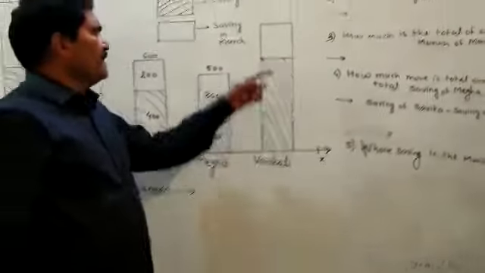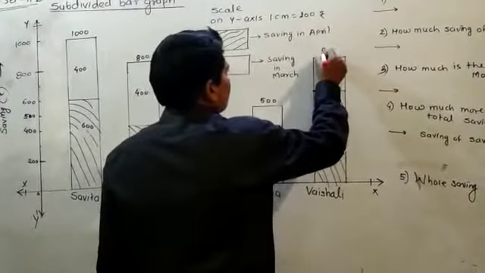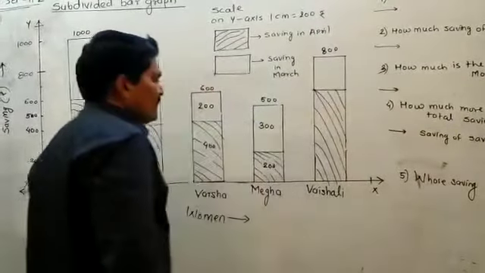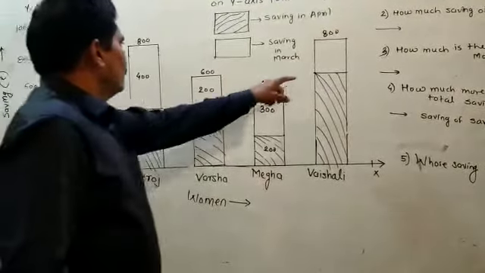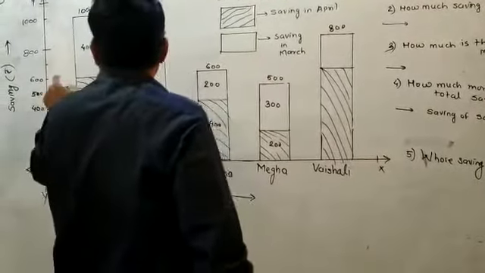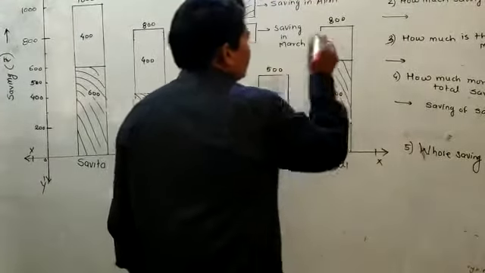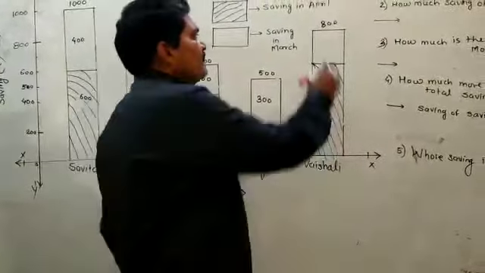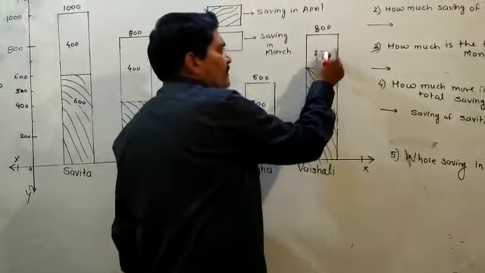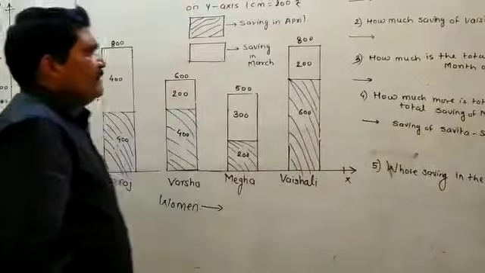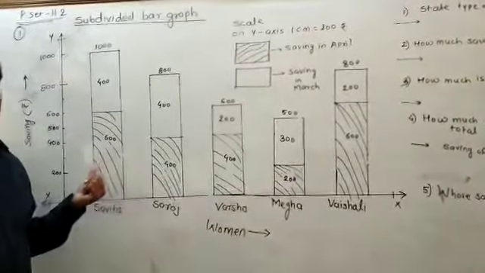Here Vaishali's total saving is given. Vaishali's total saving is 800 rupees. In the month of April, she saves 600 rupees, and in the month of March, she saves 800 minus 600 is equal to 200 rupees. In this way, this is the subdivided bar graph.